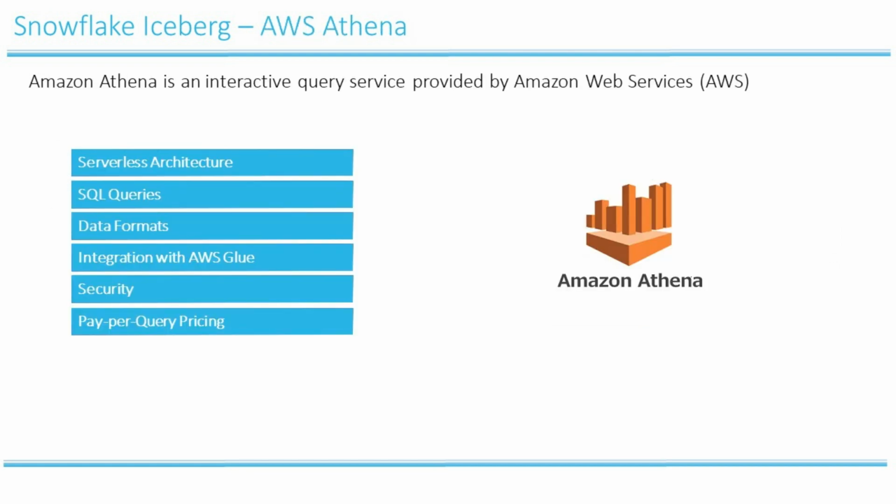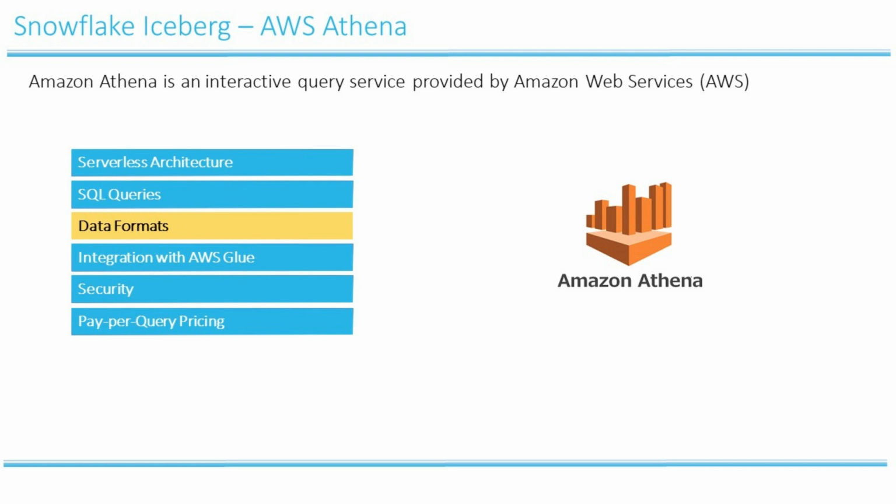Key features of AWS Athena include serverless architecture. Athena is a serverless service, meaning there's no need to set up or manage any infrastructure. You don't have to worry about scaling, patching, or maintenance. SQL queries. Athena uses standard SQL for querying data stored in Amazon S3. This makes it accessible to users who are familiar with SQL, allowing them to run ad hoc queries and analyze data easily.